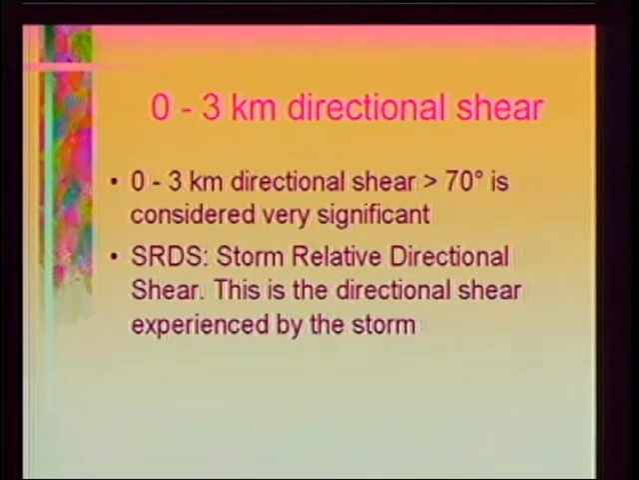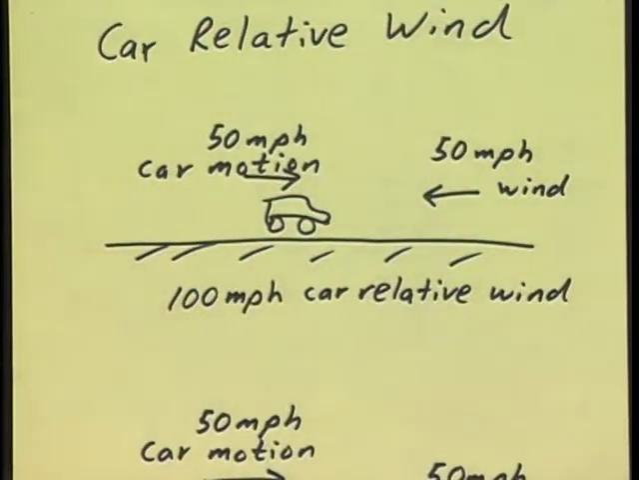0 to 3 kilometer directional shear. If this is greater than 70 degrees, it's considered very significant. Storm relative directional shear. This is the directional shear experienced by the storm. And this term, storm relative, you'll come across that a lot. So I want to go over that on the overhead camera so you know what that storm relative means.